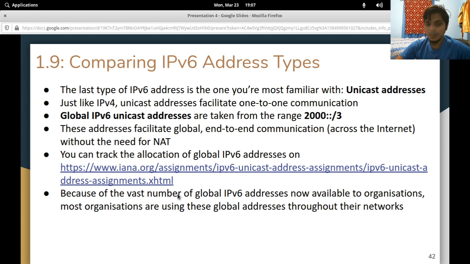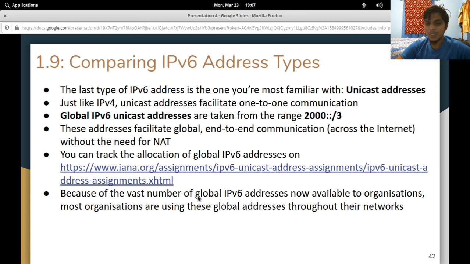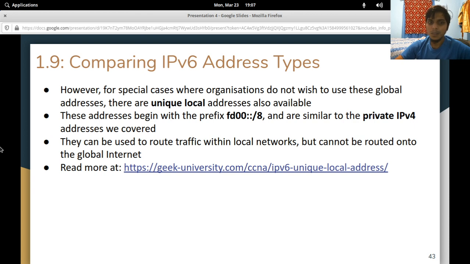But because of the vast number of global IPv6 addresses now available to organizations, most organizations are using these global addresses throughout their network. So the point I'm trying to make here is, instead of using the whole private address space versus public address space in IPv6, organizations are free to just go ahead and use these global addresses everywhere because they have so many. However, for special cases where organizations do not wish to use these global addresses, there are also unique local addresses available, which are kind of like private addresses.